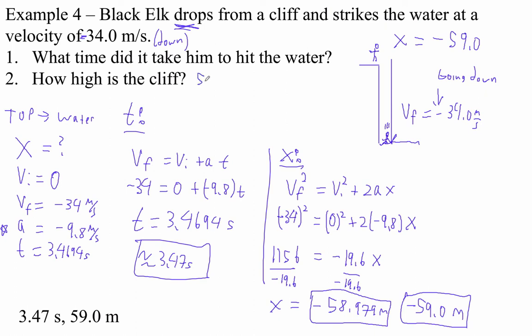So now that's a fine point. If you just write negative 58.979, I'm not going to take off any points. I might say something sarcastic, because that's kind of a weird way to say the height of the cliff. But you understand why we got that negative number: we're figuring out the displacement from the top to the bottom. And to go from the top to the bottom, you have to go down.